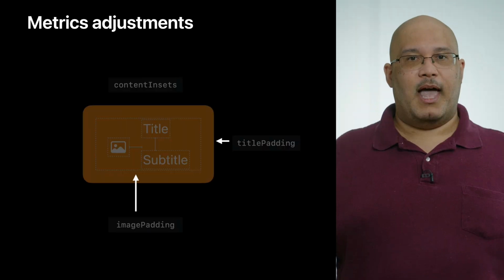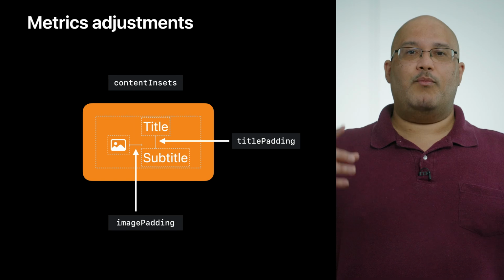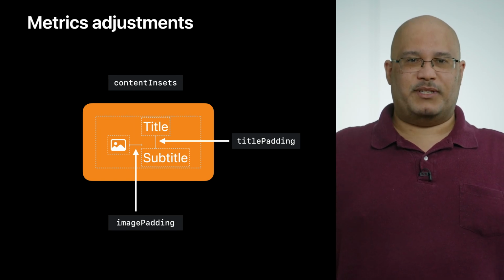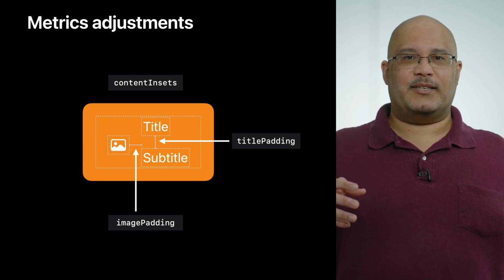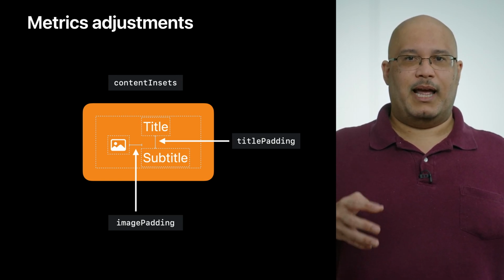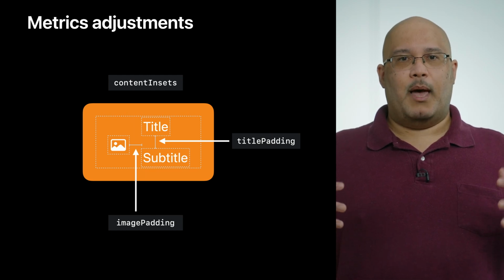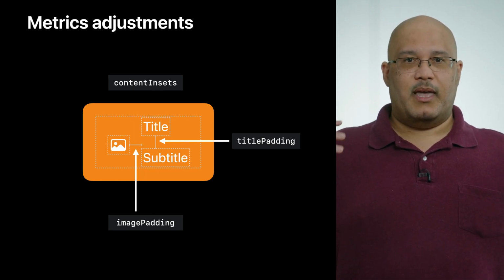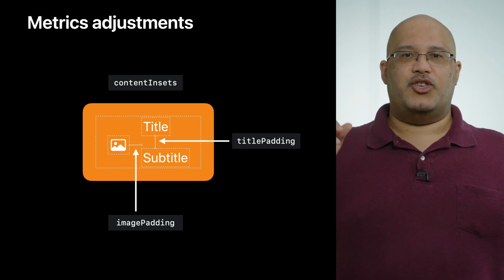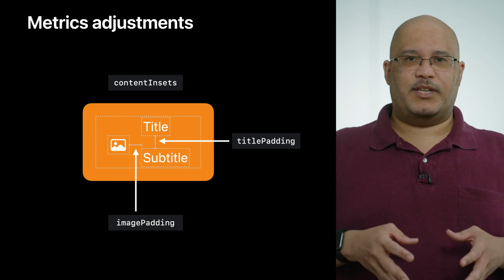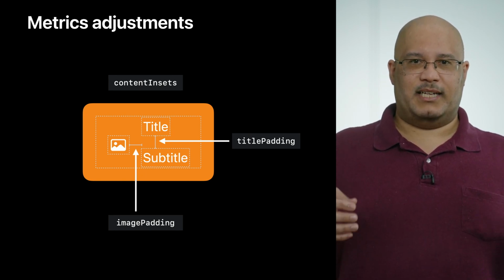Adjusting aspects of the button's layout is straightforward, giving you more control over how content is positioned in the button. Here, you can see how content insets reserve space on the edges of the button, and image padding and title padding allow us to increase the space between those elements. And while UIKit will lay out these components automatically, you have control over how titles align with each other, as well as how the button's content aligns inside the content region.